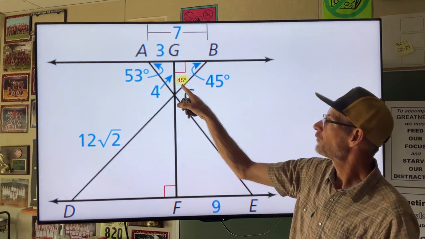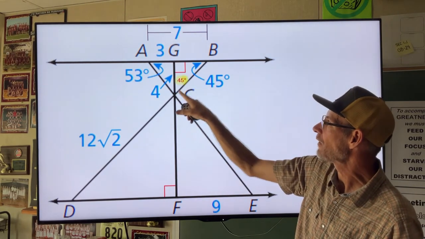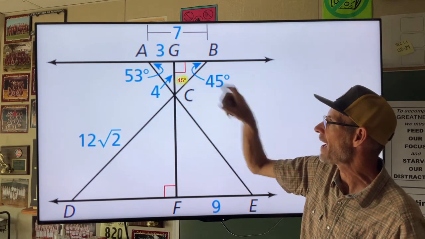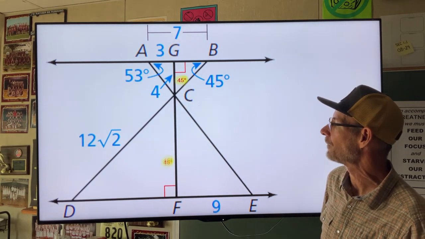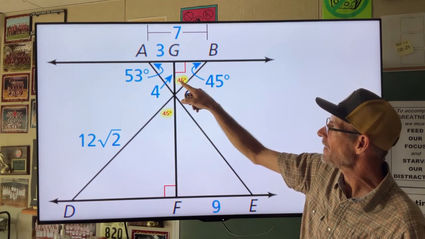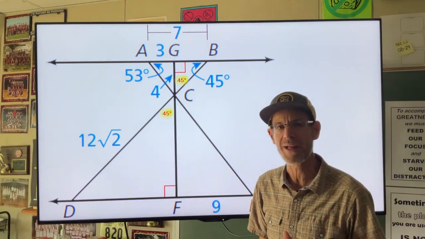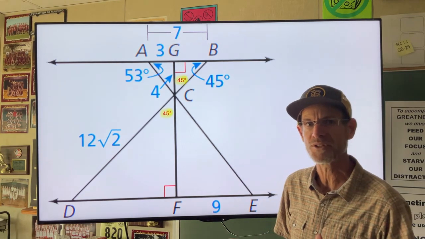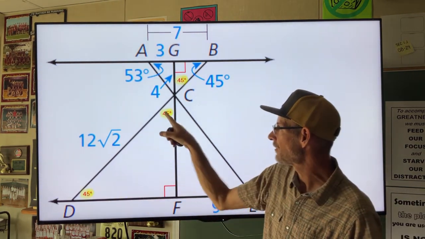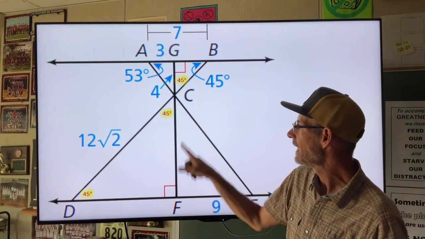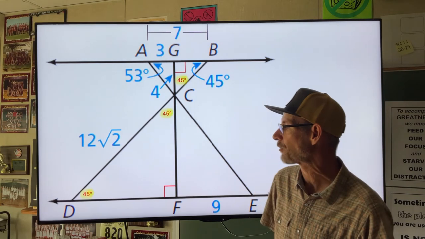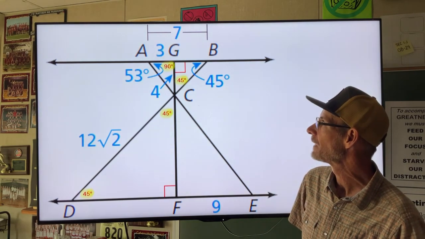First of all, this angle is 45 because in this triangle, we have 180 degrees minus 45 minus 90, and that leaves 45 for that angle. This angle is 45 because the 45 here and the 45 there are vertical angles, and vertical angles are always congruent. This angle here is 45 because the 45 and the 90, if we subtract those from 180, we find out that this third angle of the triangle will be 45.